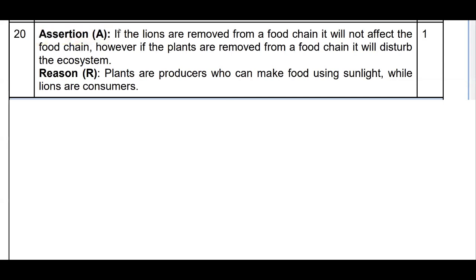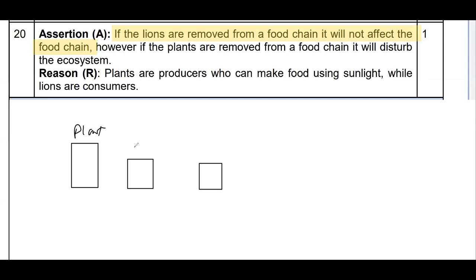So the next assertion is, if the lions are removed from the food chain, it will not affect the food chain. Definitely wrong. However, if the plants are removed in the food chain, it will disturb the ecosystem. Let's understand the justification for why it's incorrect. This one is incorrect, right? And the reason is that if any organism from one trophic level, one species is removed, let's begin with some examples. These are plants which are eaten by some herbivorous animals and they by carnivorous animals. As of now, let's say I took any plant here, and say I took a goat here, or any herbivorous animal, and let's say this is a lion.